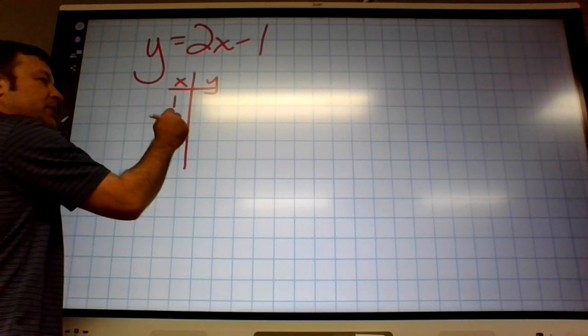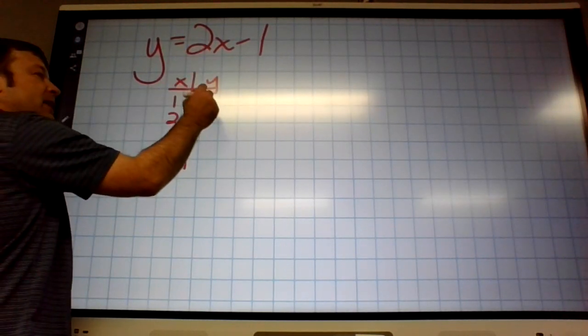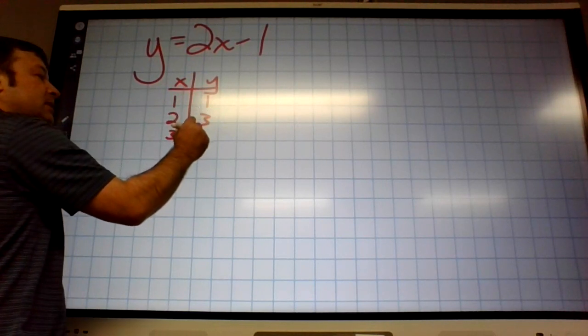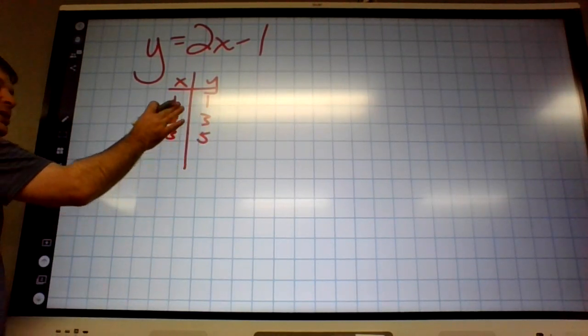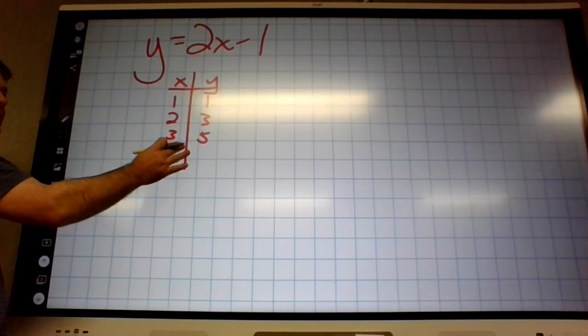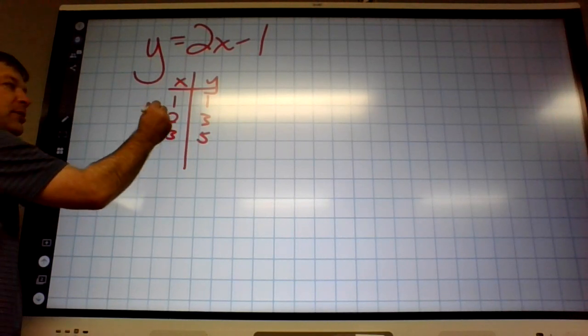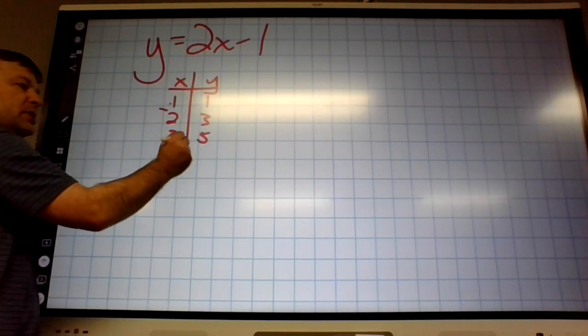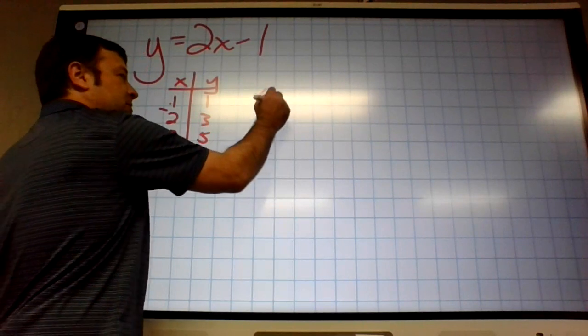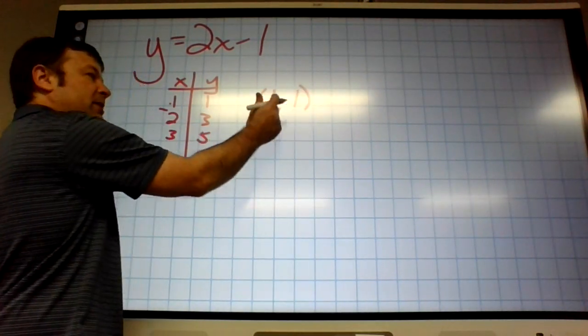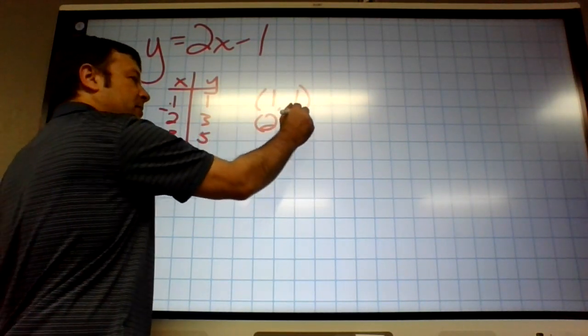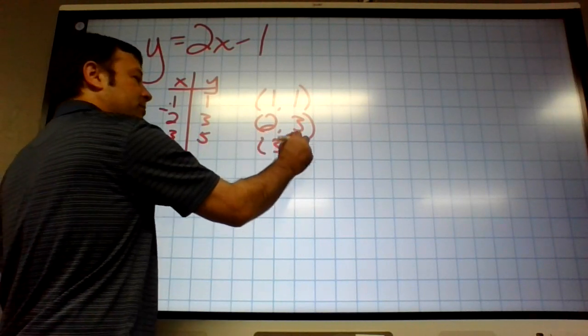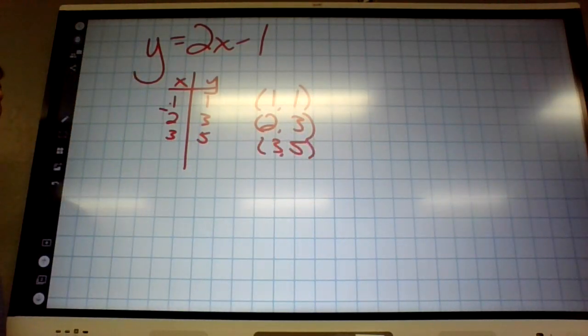X could be 1, 2, 3. If I plug those values in, you get a bunch. Is there any limit to how many x's I can plug in? No. So these solutions like (1, 1), (2, 3), (3, 5) are two different values. If you write them in ordered pairs, it looks like this, and you can graph them. But there's infinite solutions to this equation.